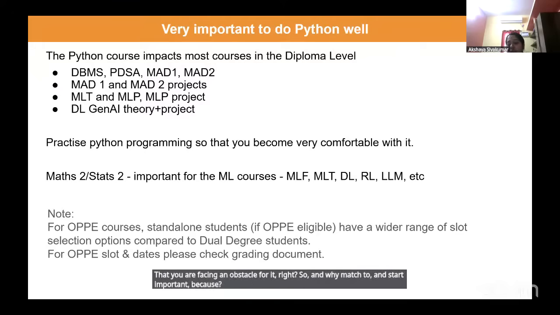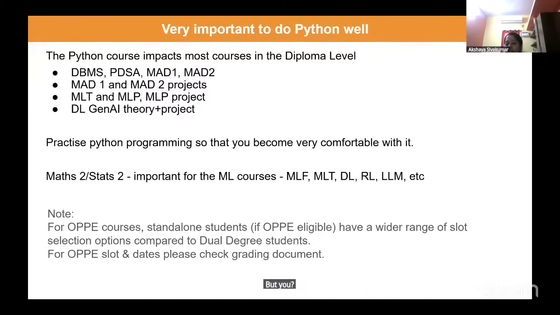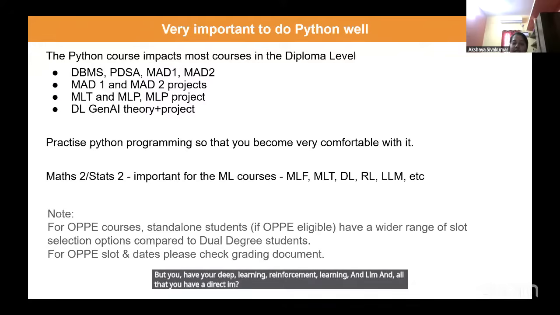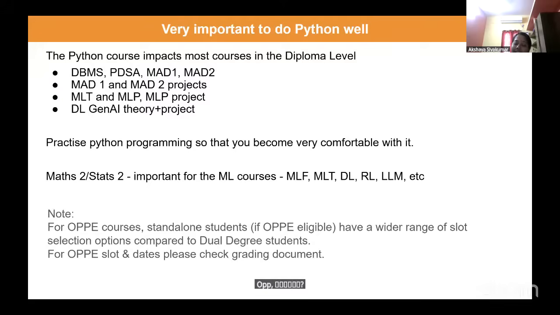Because Maths 2 and Stats 2 have a direct impact on your ML courses of your diploma in data science. Not only in ML courses, this also gets carried over to your degree courses, where you have deep learning, reinforcement learning, and LLM, which have a direct impact from it. As I told you already, for OPPE courses, standalone or dual degree students, we have a slot basis based upon the profile that you update. So with this, this is what is there in the foundation.